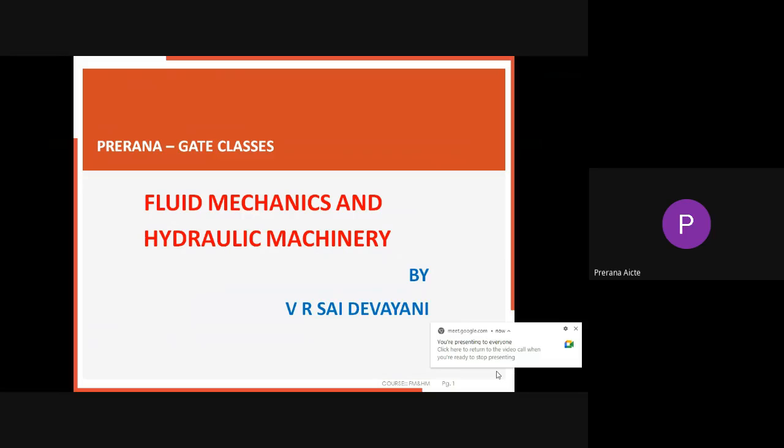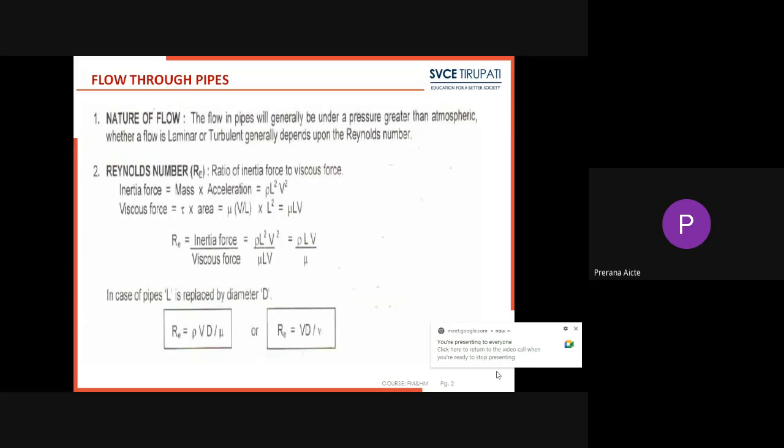Yesterday we discussed the properties of fluids and the effect of a jet acting on vanes. Now we are going to discuss flow through pipes, related to the different types of flows like laminar flow and turbulent flow, and also dimensional analysis. So coming to the first topic, flow through pipes.